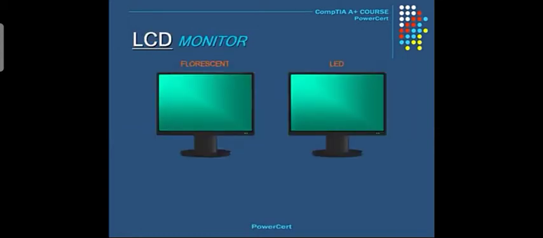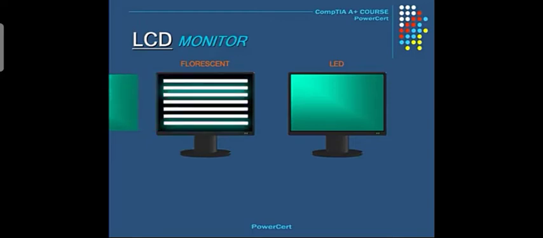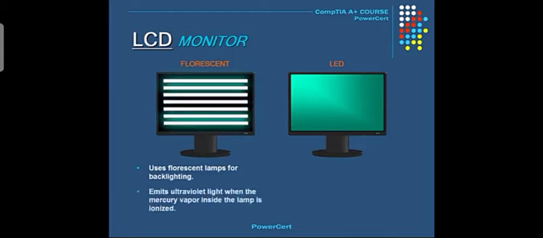In order for LCD monitors to show an image on the screen, it needs a light source. And there are a couple of types of backlighting that an LCD monitor uses. One type of lighting is by using fluorescent lamps. These fluorescent lamps are the circular or straight tubing types, similar to the regular fluorescent lamps that we're all used to seeing. These lamps emit ultraviolet light that's created when the mercury vapor inside the lamp is ionized.